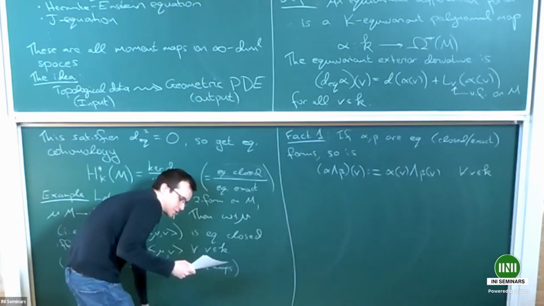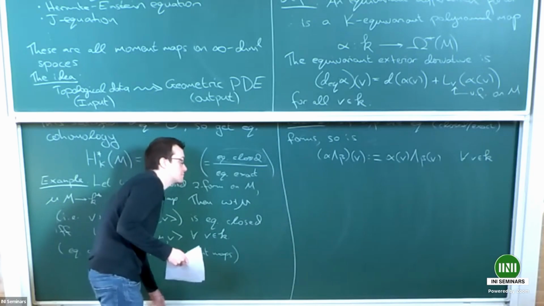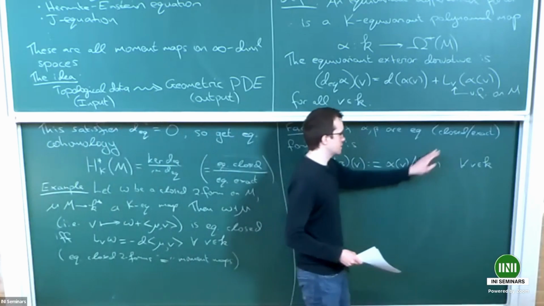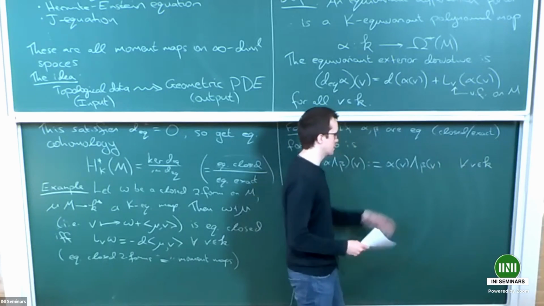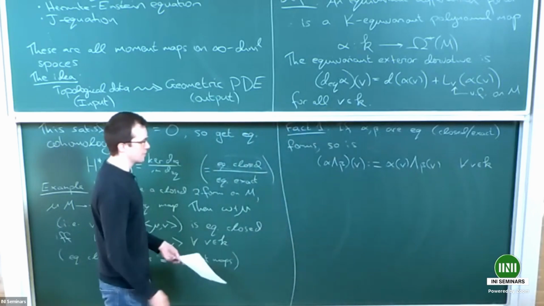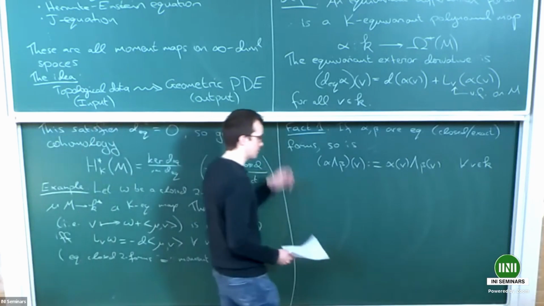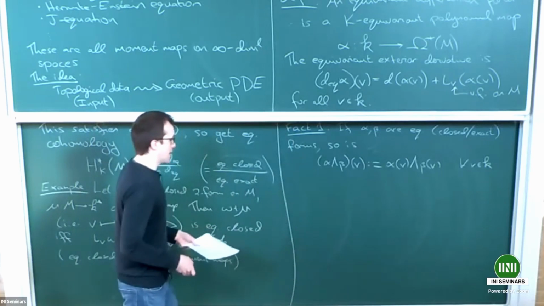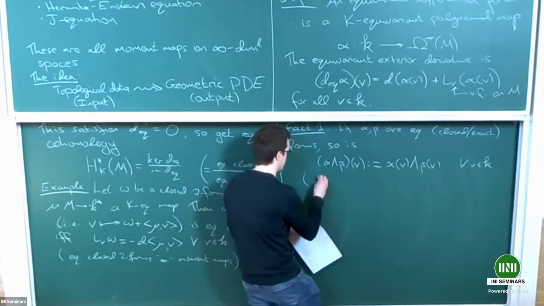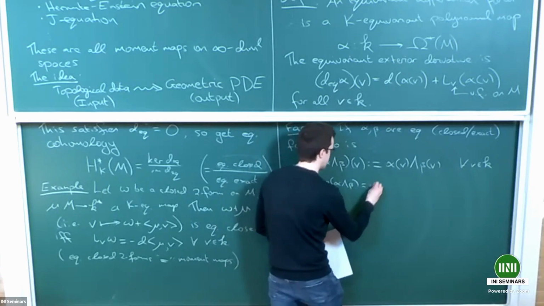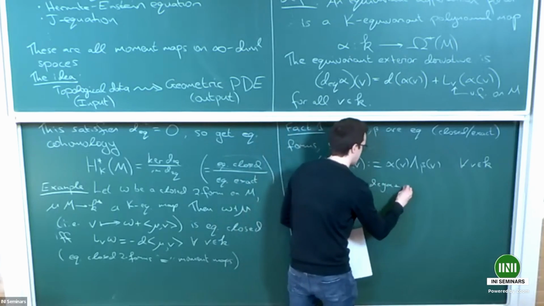So we can wedge equivariant differential forms. If the two forms we're wedging are closed, then we get a closed equivariant form. If we wedge a closed form with an exact form, we get an exact equivariant form, and so on. And yes, in terms of degrees, the degree of alpha wedge beta is the degree of alpha plus the degree of beta.